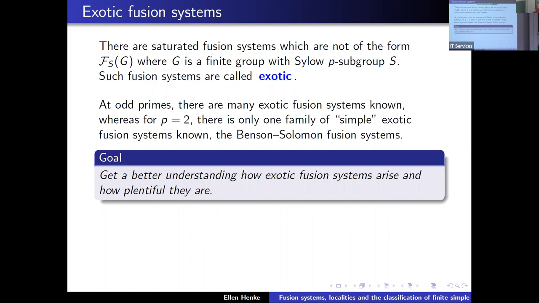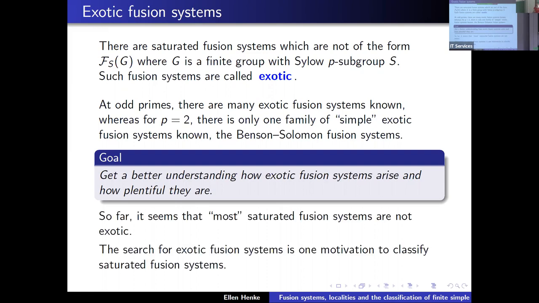A general goal in this area is to get a better understanding of how exotic fusion systems arise and how plentiful they are. So far, it seems that most saturated fusion systems are not exotic. But the search for exotic fusion systems and trying to get an understanding of where they arise also motivates the classification of saturated fusion systems in some special cases. Another motivation, at least at the prime two, is that we want to get a new proof of the classification of finite simple groups, but I will say more about that later on.